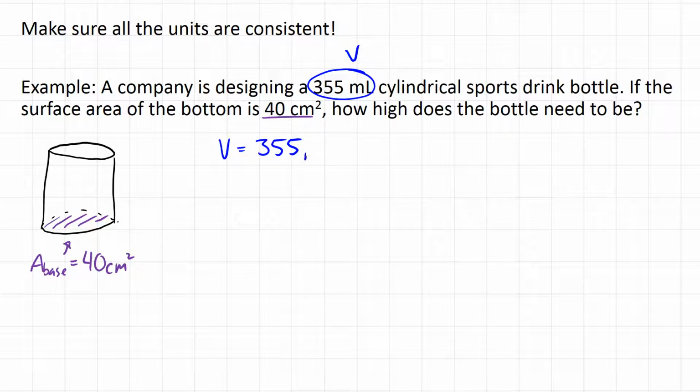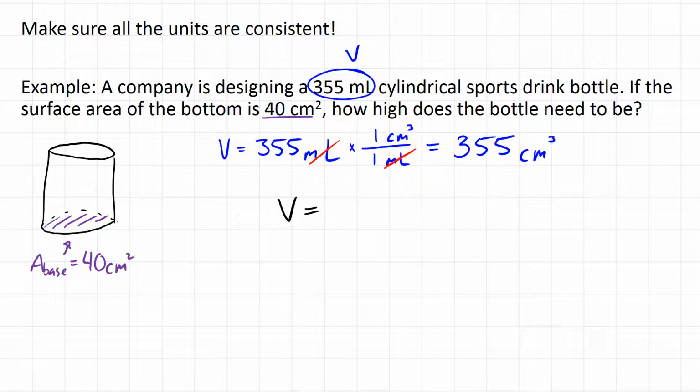into cubic centimeters. Luckily, this is a really easy conversion because 1 milliliter is equal to 1 cubic centimeter, which means I'm just multiplying by 1 over 1, or it's no change. 1 cubic centimeter is equivalent to a milliliter. So this is 355 cubic centimeters. Now I'm ready to get going with the calculation.